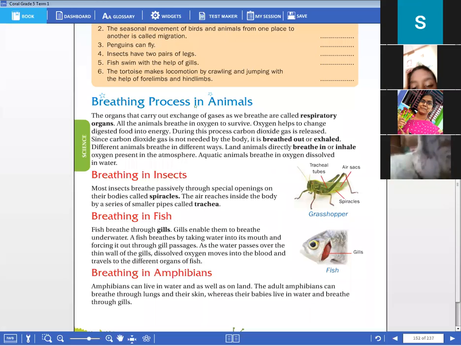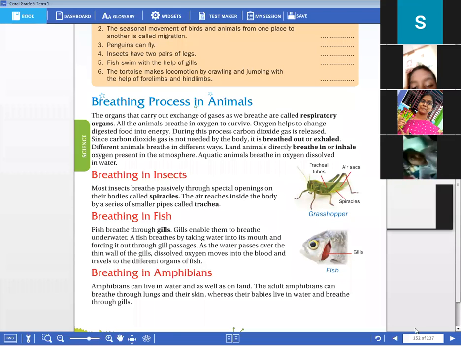The adult amphibians can breathe through lungs and their skin, whereas their babies live in water and breathe through gills. See children, adult means bigger ones, grown up amphibians. Like a frog, which when it is small doesn't have legs and arms. It has only a tail. But when it has grown up, it has both forelimbs and hind limbs. Yes or no? So a grown up amphibian breathes with the help of skin and lungs.